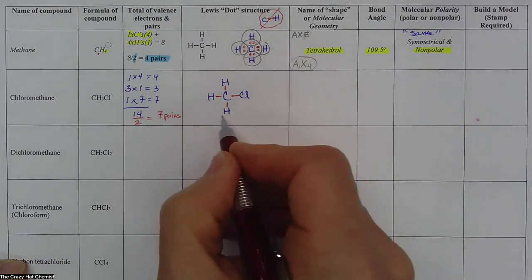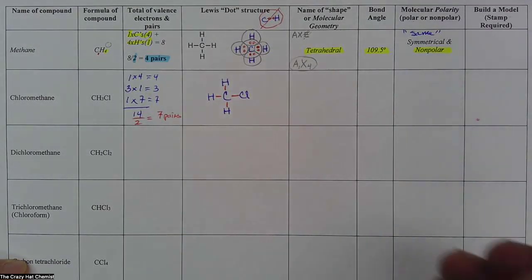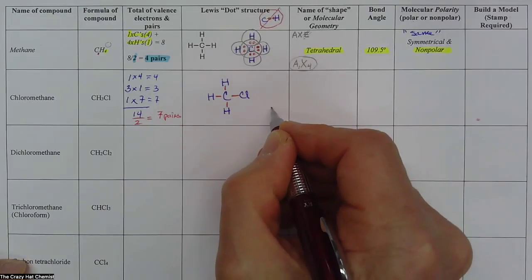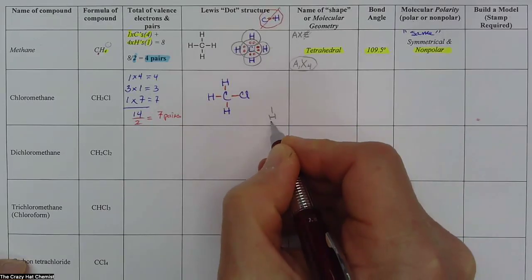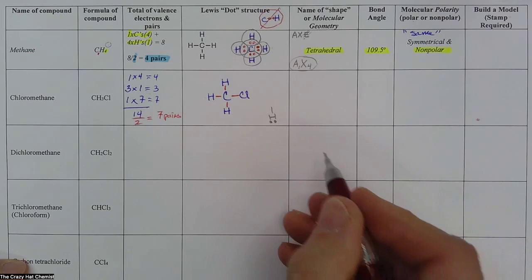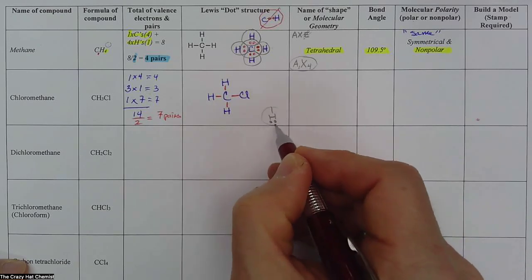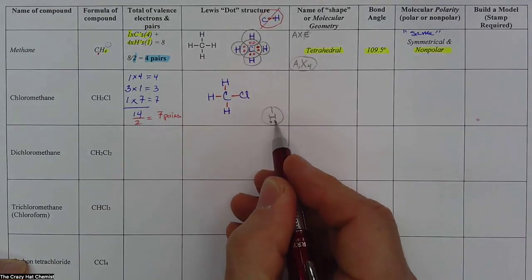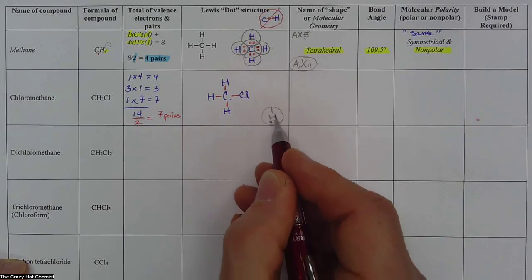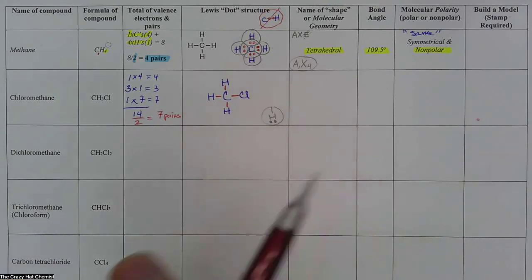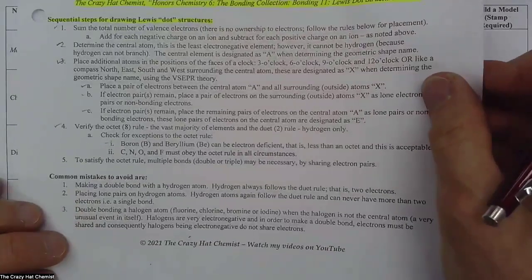So, can I place them on the hydrogen? For example, if I have this hydrogen right here, can I place a lone pair of electrons on that hydrogen? Well, if I were to circle that hydrogen, what will I have? How many electrons will be around this? 2, 4. Is that okay or not?